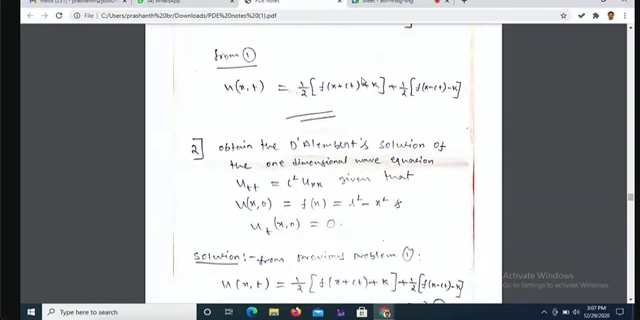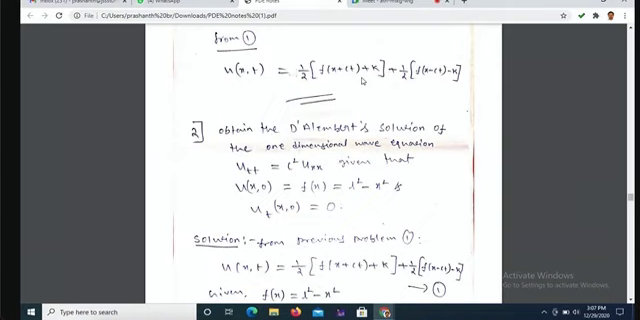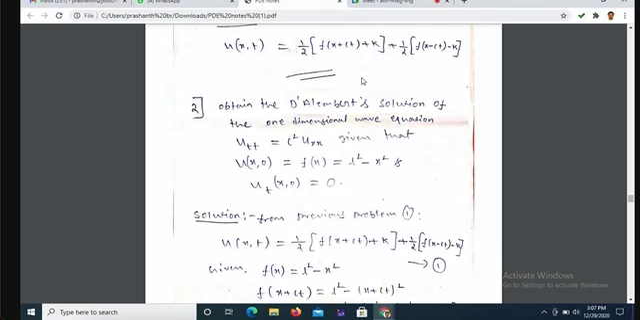Come to the second problem. Obtain the D'Alembert solution of the one-dimensional wave equation u_tt, that is del square u by del t square equal to c square into del square u by del x square, given that u of x comma 0 is f of x, that is equal to L square minus x square, and u_t of x comma 0 is 0.